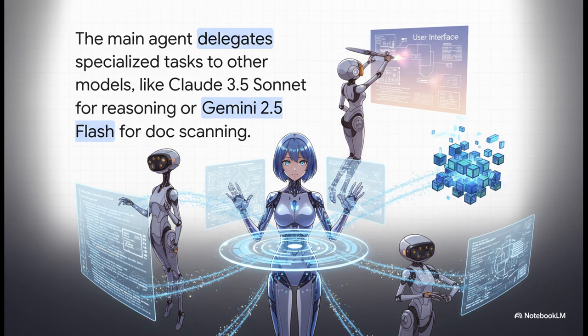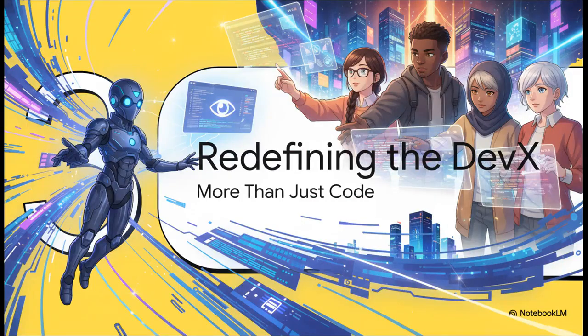And for those truly massive tasks, the system scales up brilliantly. The main agent basically acts like an engineering manager. It orchestrates a whole team of specialized subagents, delegating jobs like, say, writing unit tests to one model and scanning API docs to another. This lets it use the best AI for each specific job, all working in parallel. It's pretty amazing. Now, this level of autonomy doesn't just change how code gets written. It fundamentally redefines the entire developer experience, even the very interface we use to interact with our projects.